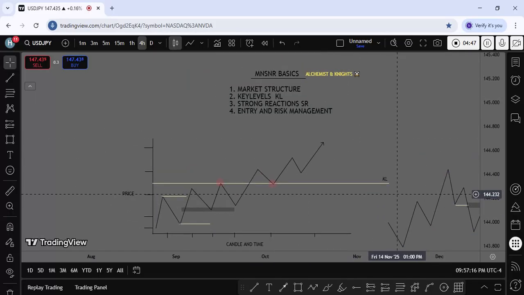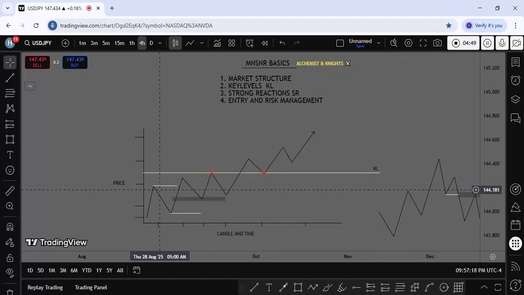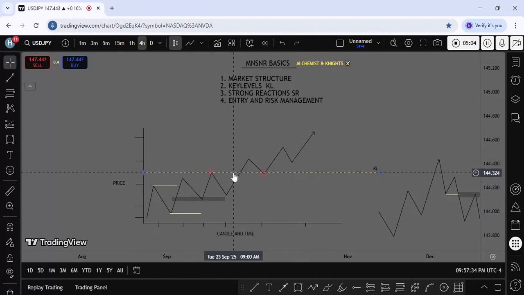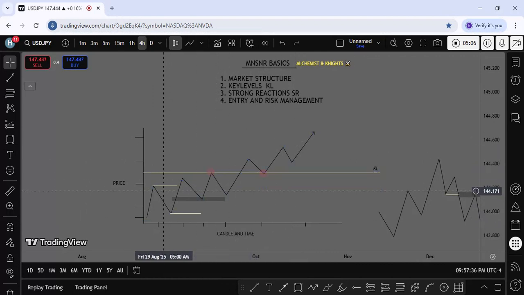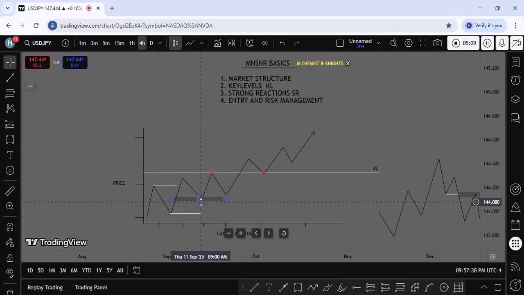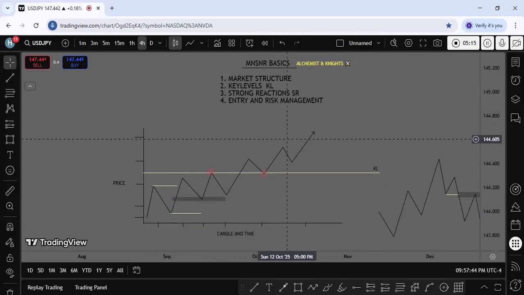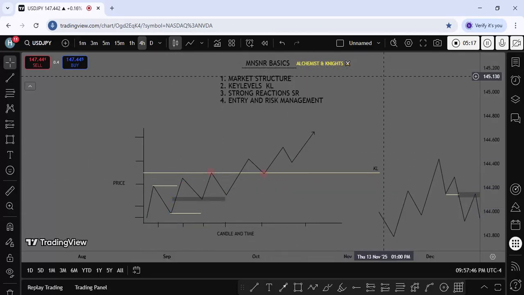So this is just it. This is the market structure as I just explained earlier, the order flow of the market. First step is to identify the direction of the market. That is, if we are going up, we are in an uptrend, making a series of higher highs and higher lows, higher highs and higher lows. That means we are in a series of uptrend.